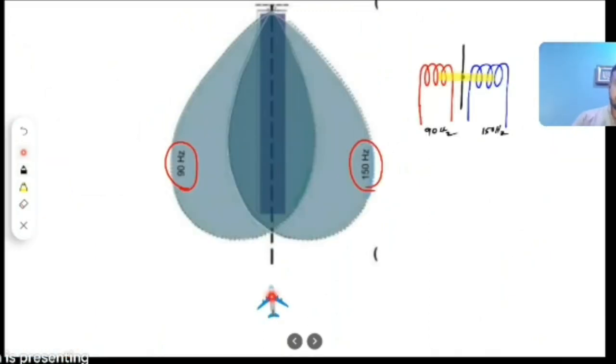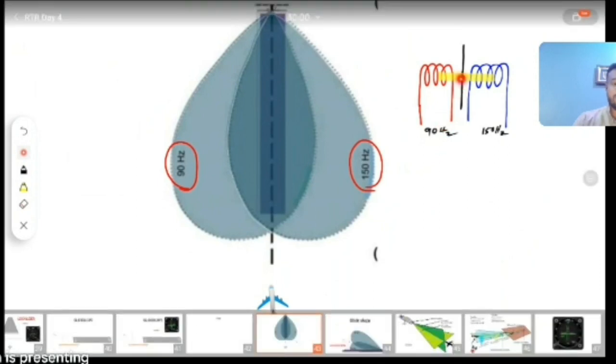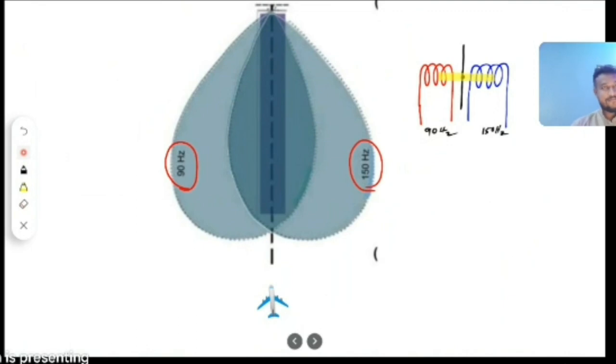Suppose my aircraft is towards the left from the center line. What will happen, guys? The voltage on the 90 hertz sensitive coil will be comparatively more. So the core will move towards the left, and along with the core, the needle will also move toward the left. So this is how difference in depth modulation actually functions.